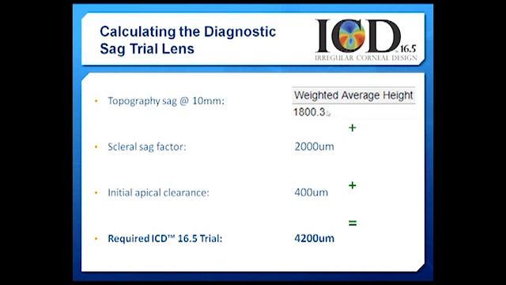We take our corneal sag from our topographer of 1800 microns. We're going to add our scleral sag factor, which is the average depth of the eye from 10 millimeters to 15 millimeters. And then we're going to add in the apical clearance. Summing the three of these together, 1800 plus your 2000 plus your 400, gives you a depth required of lens of 4200. So we're going to pull out of our ICD fitting diagnostic set the 4200 micron lens. That's a lens that should have 400 microns of apical clearance.